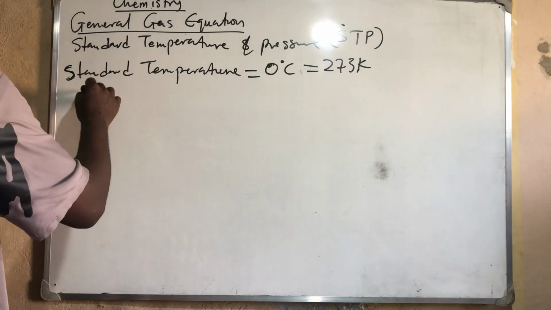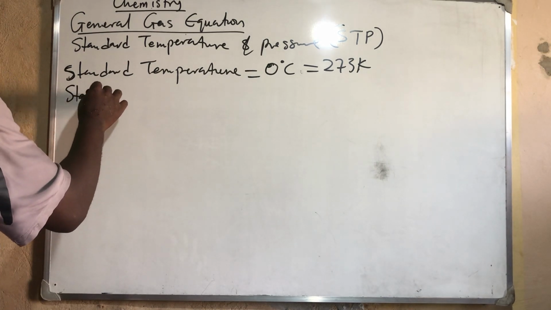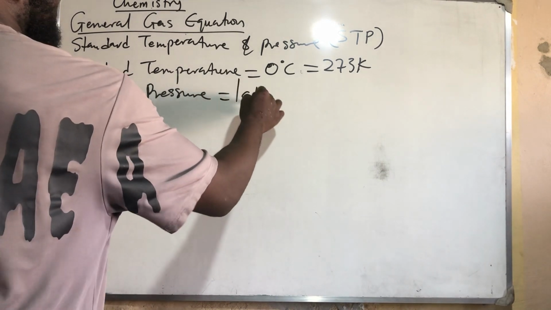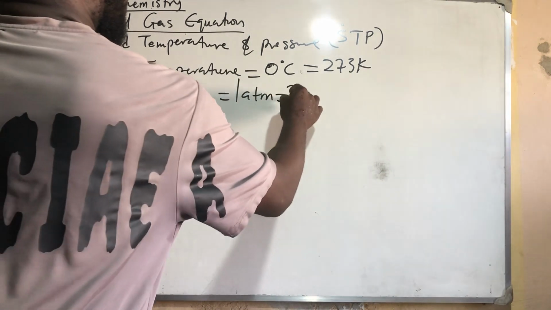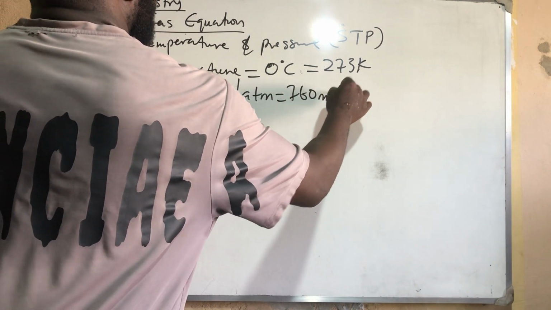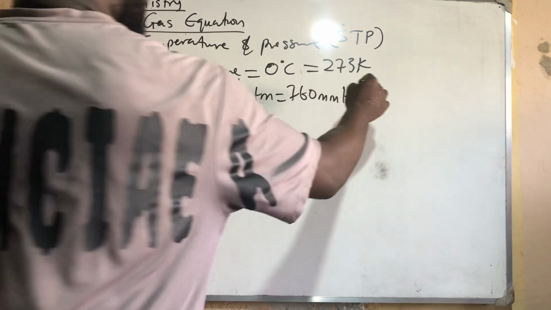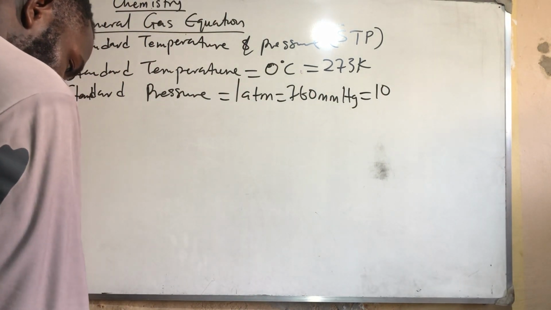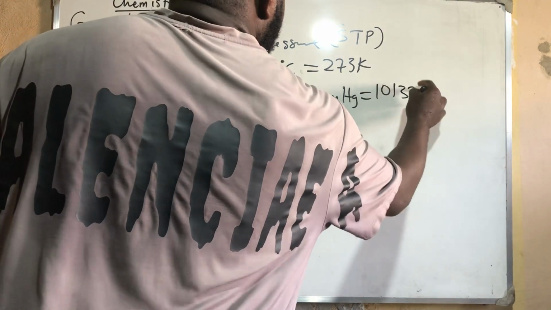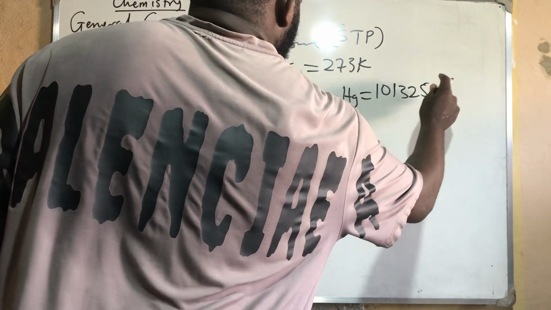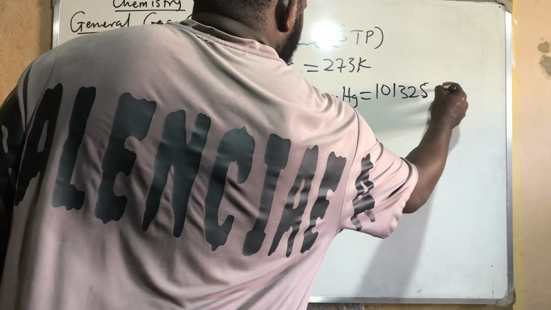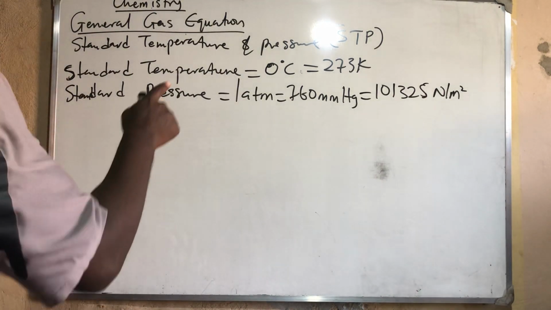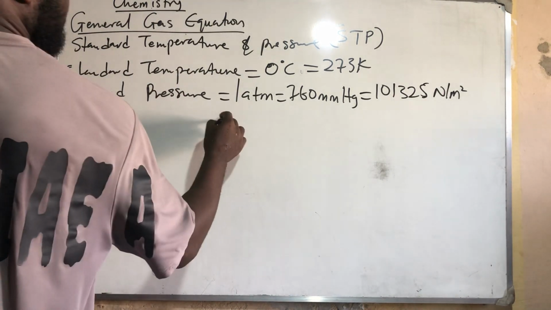Then standard pressure. Standard pressure is 1 atm, or 760 millimeter mercury. It is the same thing as 101325 Newton per meter square. And don't forget that atm is the same thing as bar, so this is the same thing as 1 bar.